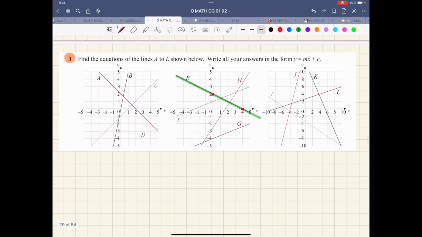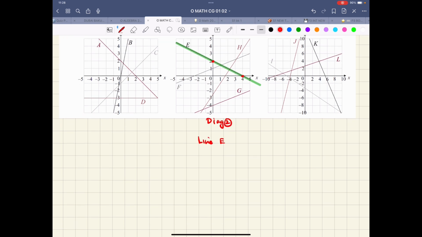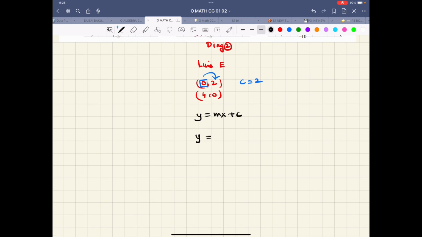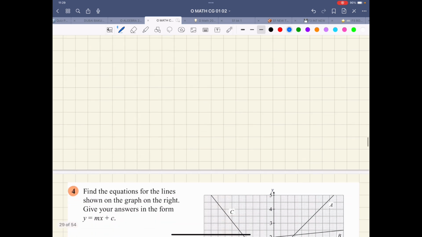So this is example 3, diagram 2, and I'm choosing line E. There are 2 points. This is (0, 2), and this is (4, 0). Now over here, since the x coordinate is 0, this value is the y-intercept. And then I'll write y = mx + c. Let me calculate m first. In order to calculate m, what should I do? I'll write (2 - 0) over (0 - 4), that is m. That is 2 at the top, negative 4 at the bottom, which is negative half. Just write negative half over here. And c is already known by observation. So that is the equation of the line. So that is the basic thing.